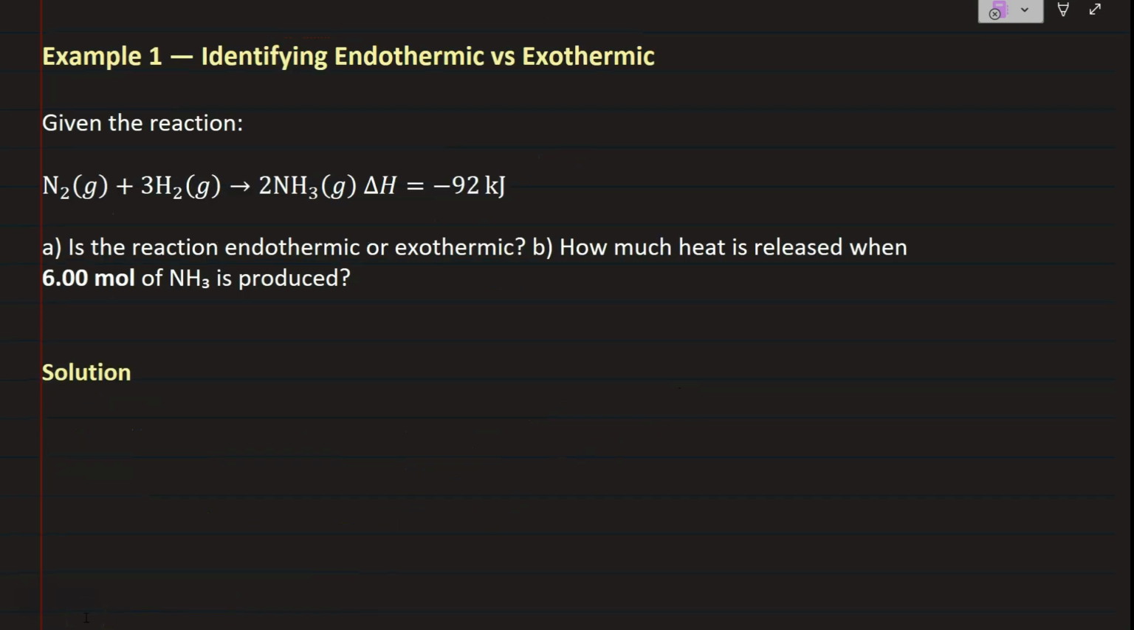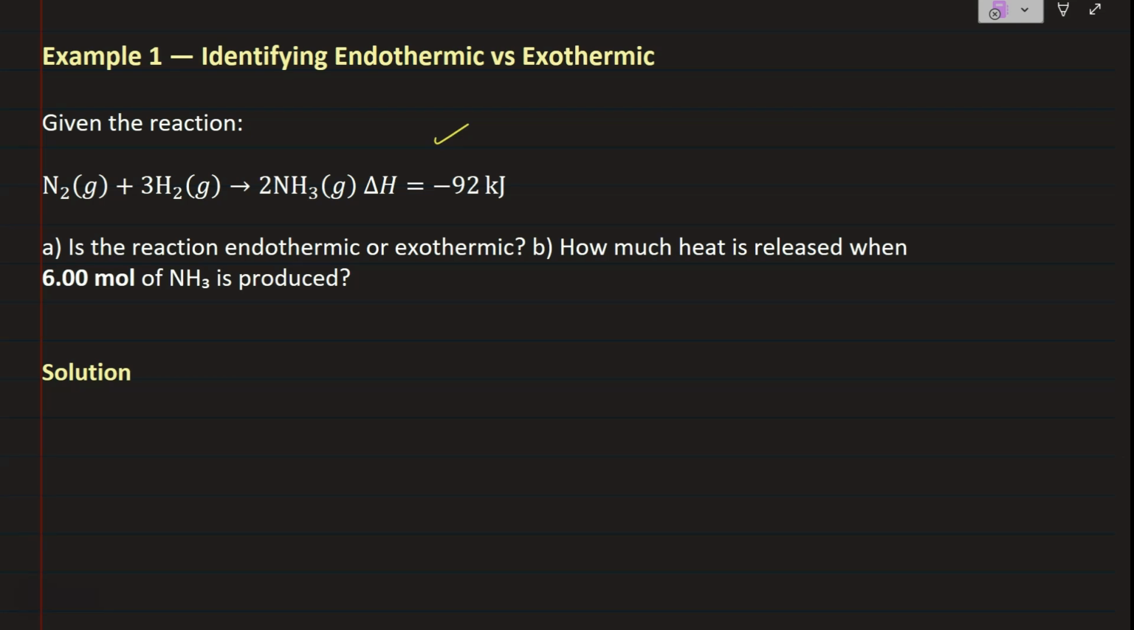Here's example one. We're going to identify if the reaction is endothermic or exothermic. We have nitrogen gas and hydrogen gas, and then they will give you ammonia gas. It's given that the energy change here is negative 92 kilojoules. We want to know if this is an exothermic or endothermic reaction. Either it gives off energy or absorbs energy.